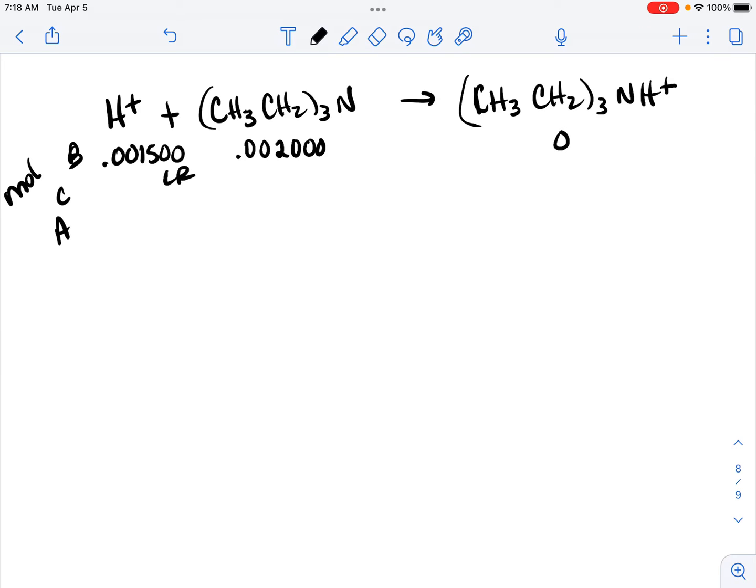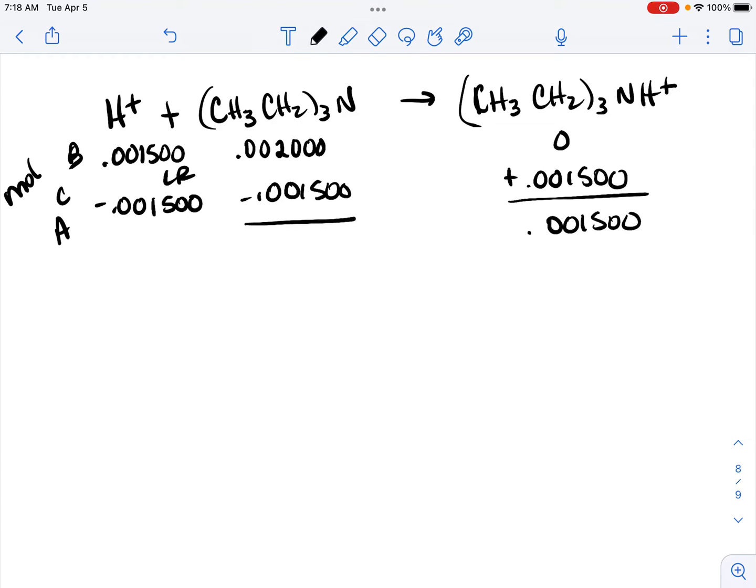This is my limiting. My H plus is my limiting. So minus 0.001500 minus 0.001500 plus 0.001500. This is easy. This gives me 0.001500. This gives me 0. This gives me 0.000500. You have to be really careful.